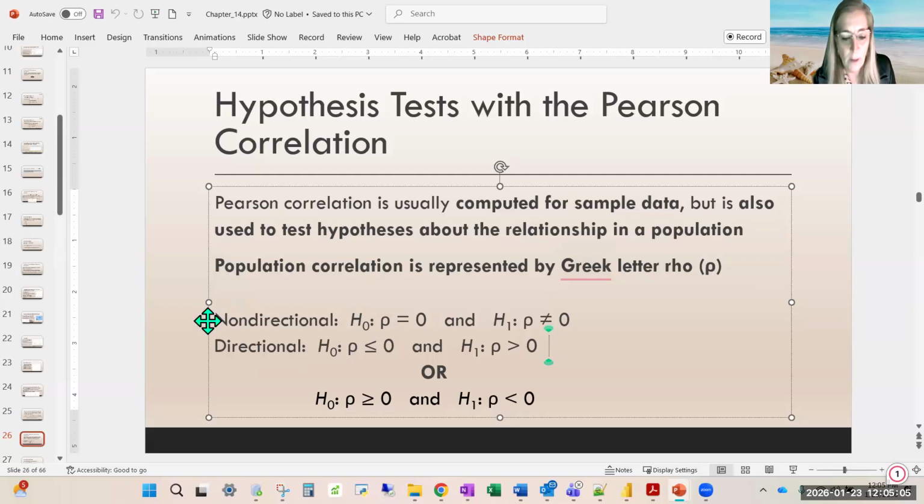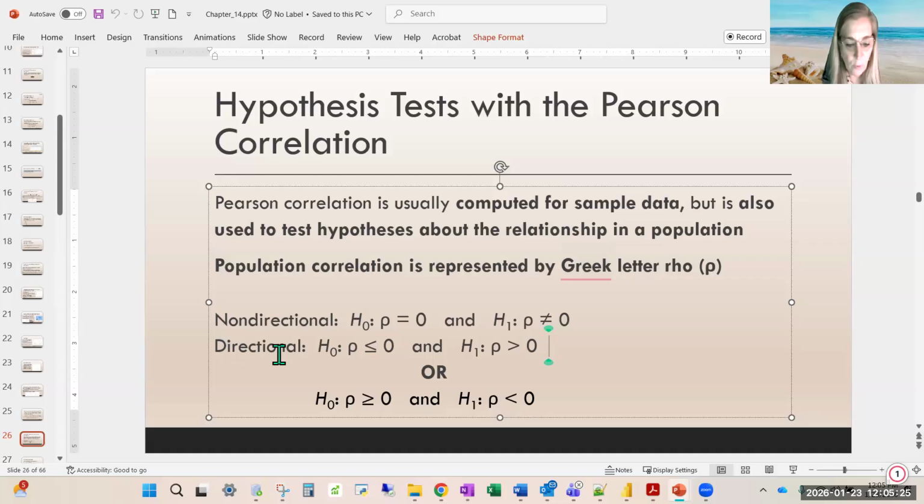So if you have a null hypothesis, which means it's non-directional, it's a zero. It looks like those scatter plots where all the scores are just spread out and splatted on there. You would say H0 is rho equals 0.